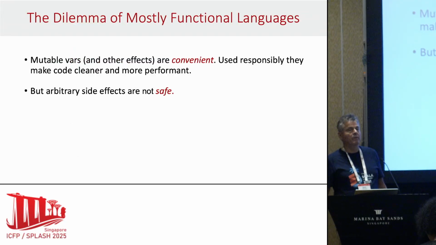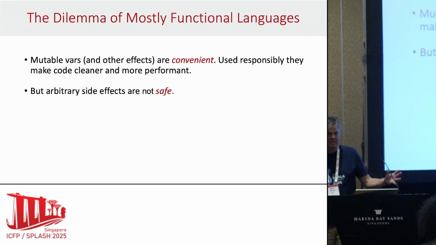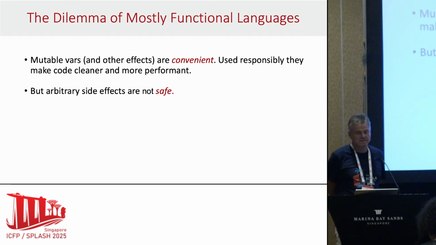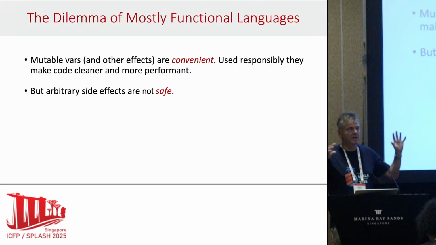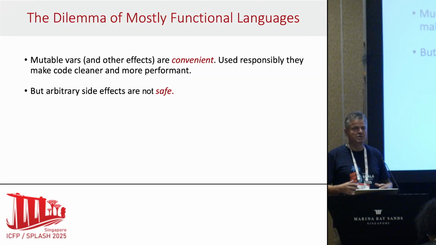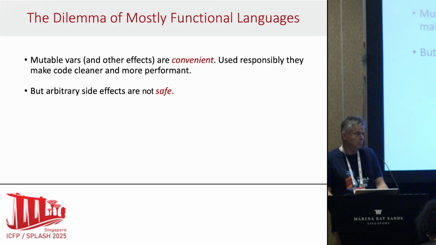But there's a dilemma with these mostly functional languages that Scala shares with other languages in the space, let's say OCaml. The dilemma is that mutable variables and other effects are convenient. It's very easy to just put a println statement in the middle of your function to figure out what goes on. It's very easy to just have a side channel where you accumulate something instead of going through a big data structure with a fold and so on. So used responsibly, they make code cleaner and more readable and also more performant.